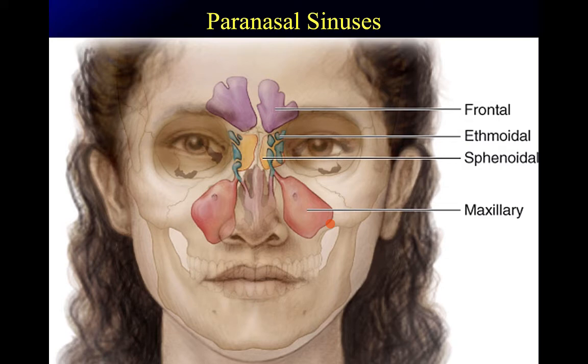You might feel a headache up in your forehead. That would be the frontal sinuses. If you feel pain kind of between your eyes, that's the ethmoidal sinuses. And if you have sinus pain that is so deep in the back of your head you're not really sure where it's coming from and it seems like it's coming from your brain, that's probably sinus pressure in your sphenoidal sinuses.